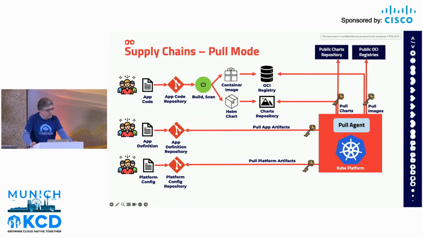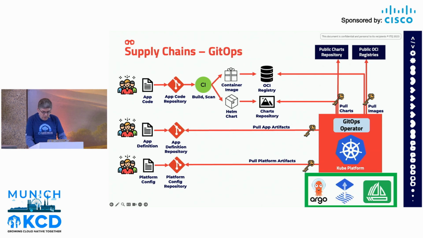Now let's pick up from where we left off with the supply chain in pull mode. You see the pull agent here is replaced by a GitOps operator. It could be whatever GitOps operator, some Kubernetes operator: Argo CD, Flux CD, or Rancher Fleet are the tools I commonly use for the deployment of our platform for our customers. In the next slide, I will focus on how we will use Flux CD to replace the Git repository with an OCI repository.